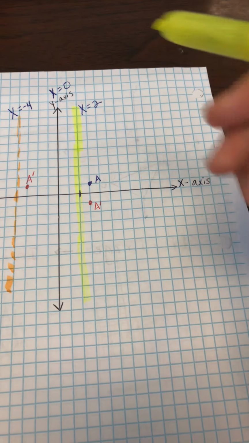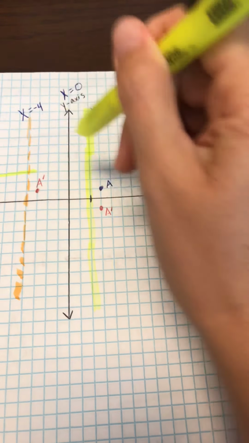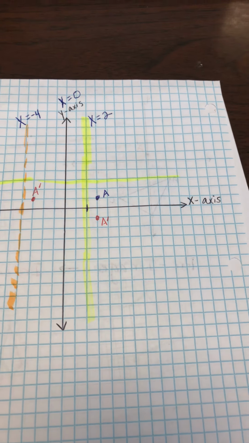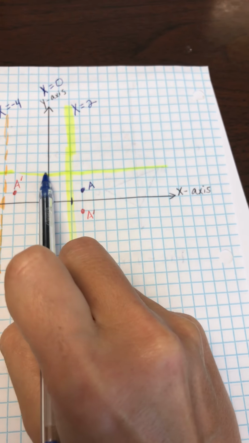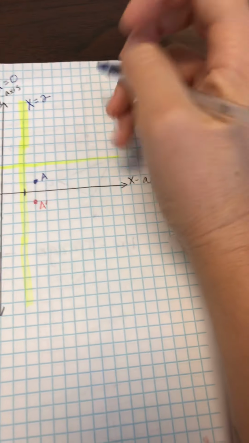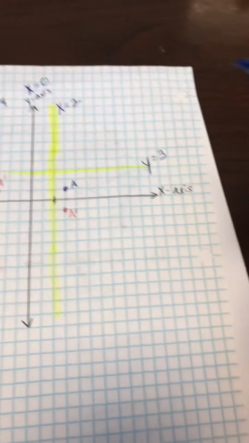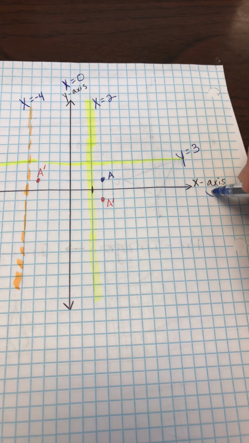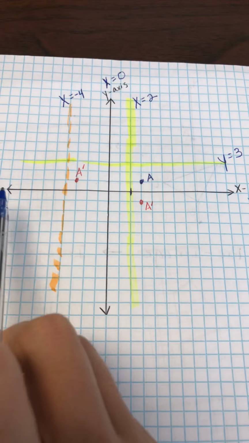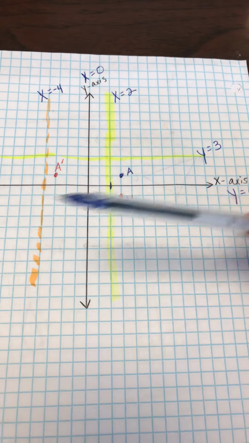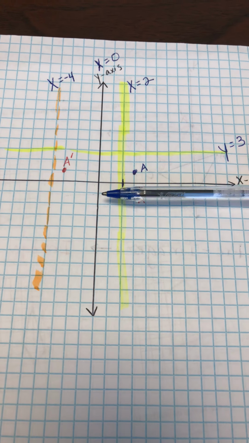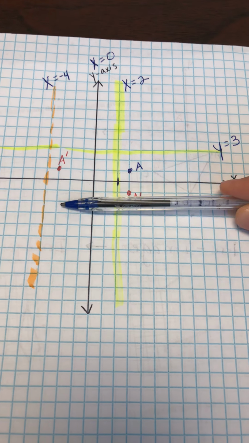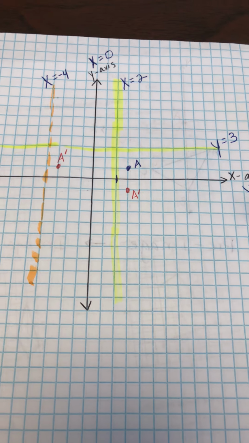So if I came in here and I highlighted this line, this would be the equation y equals 3. You come up on the y-axis to where y is 3. That horizontal line would be the equation y equals 3. The x-axis is essentially the equation y equals 0. If I slide down, this would be a horizontal line at y is -1, y is -2, y is -3.